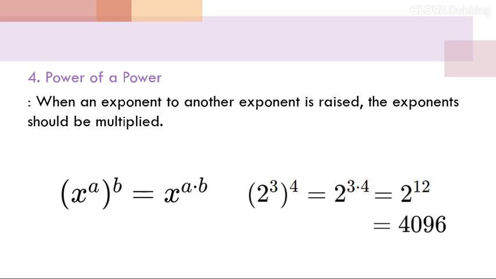This rule states when you raise an exponent to another power, you multiply the exponents. For example, 2 power 3 raised to the power of 4 can be simplified by multiplying the exponents 3 multiply 4. This will result in 2 power 12.